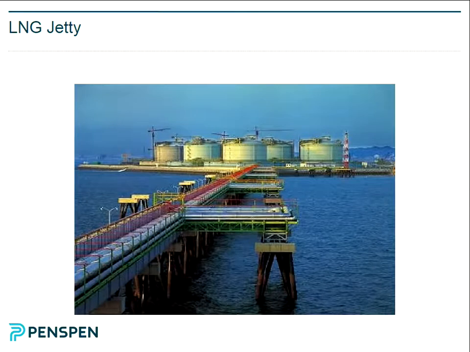Sometimes they are buried. You get onshore LNG pipelines. There's one in India at the moment. I know they're constructing right now as we speak. There's a subsea one in Peru, but normally they're like this on jetties.